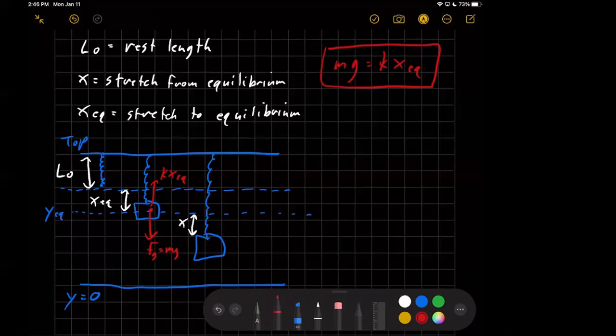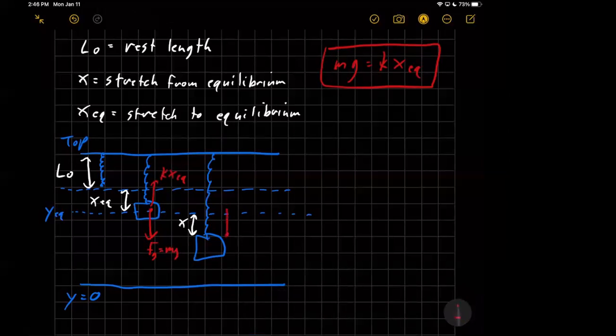Now, why is that? We're going to have a force upward on this thing, which is K times the total amount that it's stretched from its rest length. So it would be K(XEQ plus X). Whereas downward, we're still just going to have the force of gravity equal to mg. So we now have an upward force that is greater than the downward force. So it will want to go up to equilibrium.